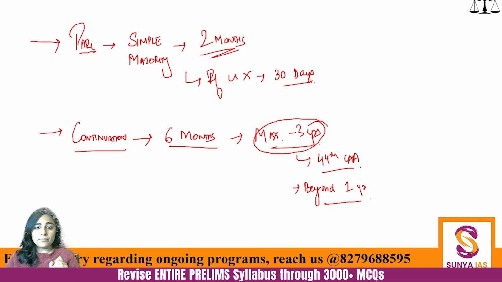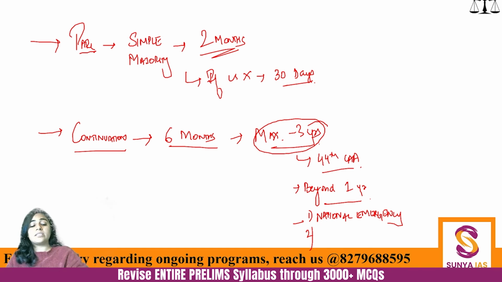have to be fulfilled. What are those conditions? Number one, in the entire country or in some part of the country, national emergency should be in force. See, understand the logic behind it: you cannot aimlessly continue the president's rule in a particular state without any thought, right? You have to make sure that there is a reason why you are continuing this.